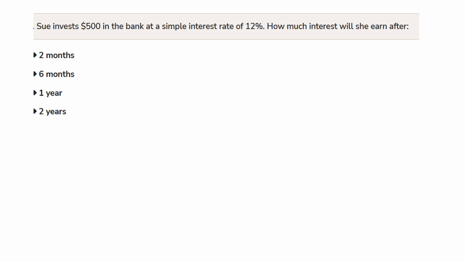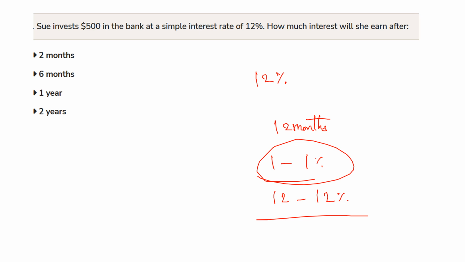Let's solve this. 12% per annum, 1 year. How many months do we have in a year? 12 months, right? In this case, each month is 1%, so 12 months is 12%. That's it, guys. So each month 1%. Here they are asking for 2 months, which means 2%. 6 months, 6%. 1 year, already we are aware, 12%. 2 years, 12 into 2, 24%.